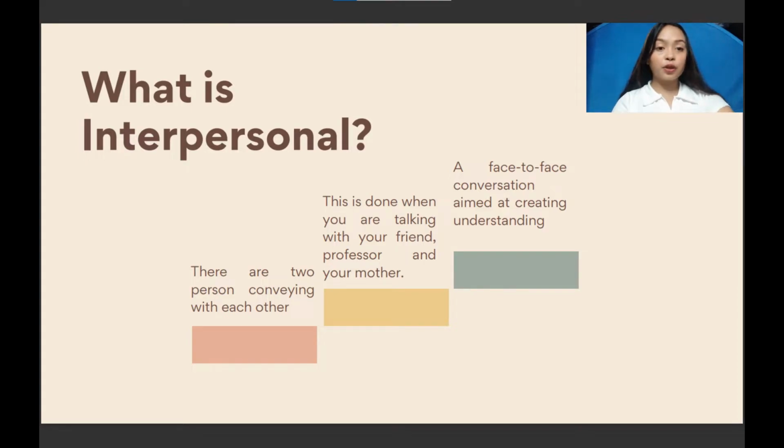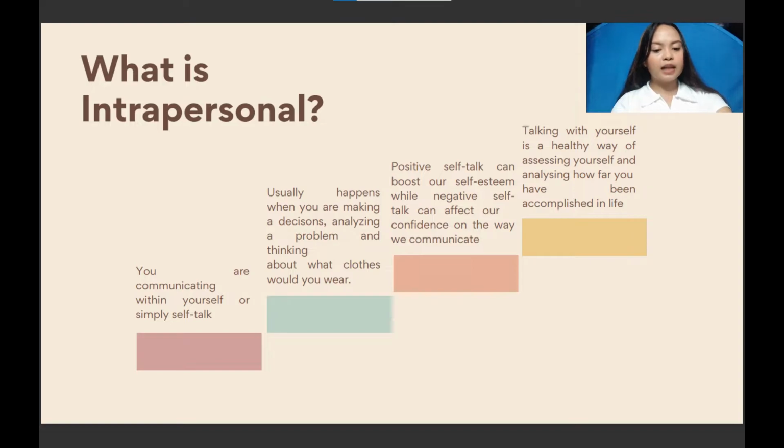Intrapersonal communication is conversation with oneself, and this might involve self-talk, visualization, and even recall and recollection. Intrapersonal is you are communicating within yourself or simply self-talk. Usually happens when making a decision or analyzing a problem. We have positive and negative self-talk. Positive self-talk can boost our self-esteem, while negative self-talk can affect our confidence on how we communicate to others. Now, talking with yourself is a healthy way of assessing yourself and analyzing how far you have accomplished in life.